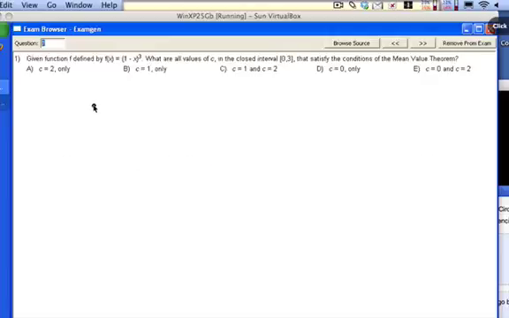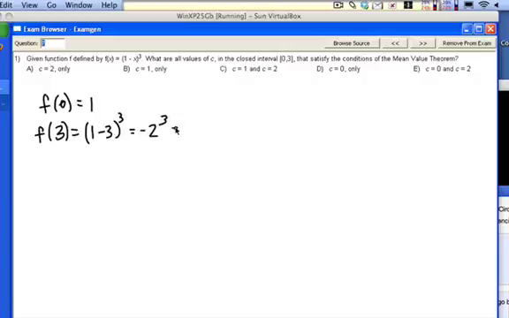Okay, this one's a fun one. We've got this function and we need to find the values of c where the mean value theorem is satisfied. So what we need to do is figure out what the endpoints are. f of 0 is equal to 1. f of 3 is equal to 1 minus 3 cubed, which is negative 2 cubed, which is negative 8.